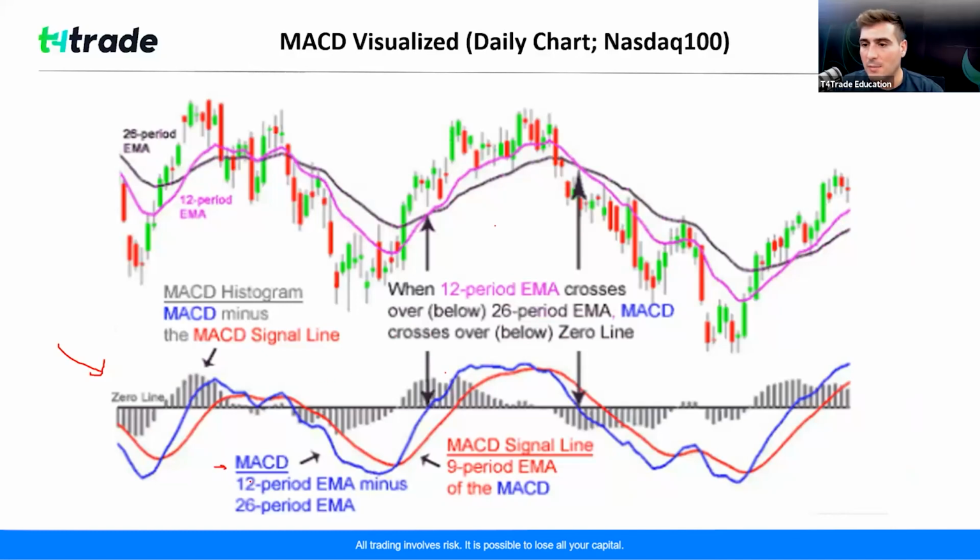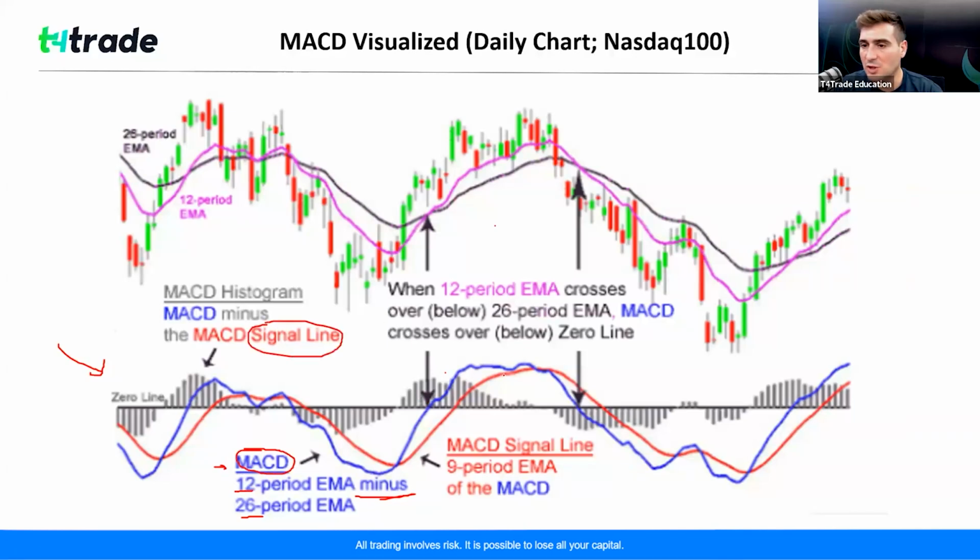Blue line is the MACD line. And again, the MACD line is the difference between the 26 and the 12. This is how it's calculated. It's calculated automatically by the indicator. Okay, so this is one aspect, and the other one is the signal line.